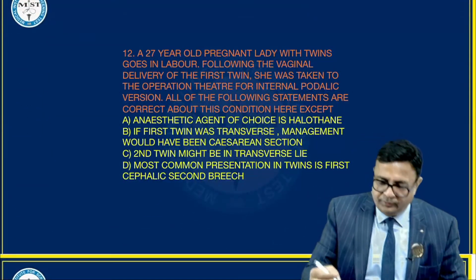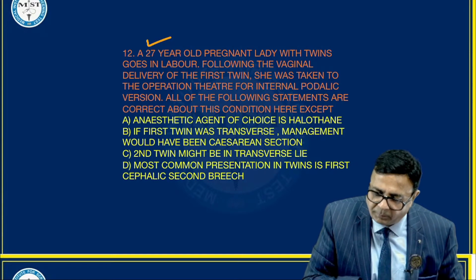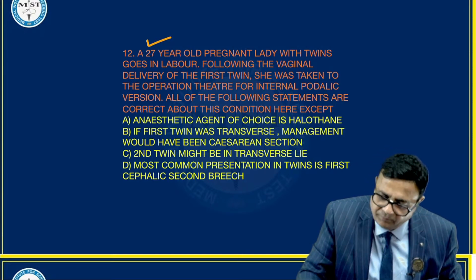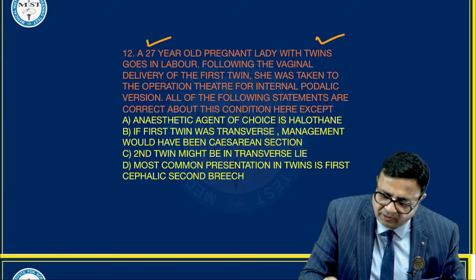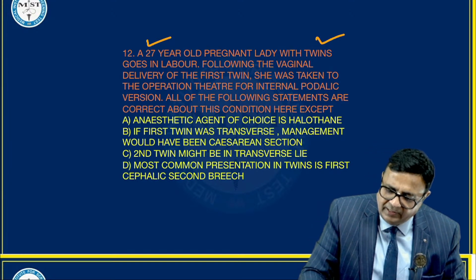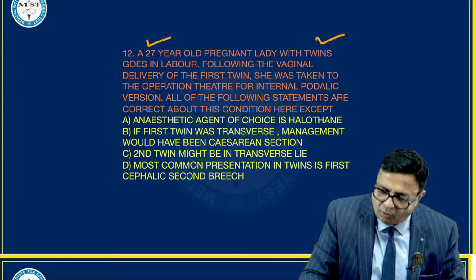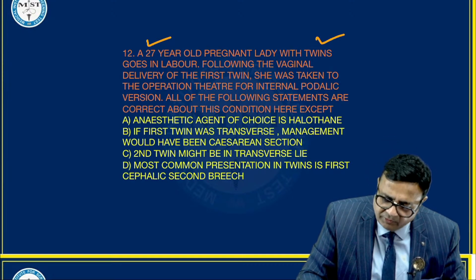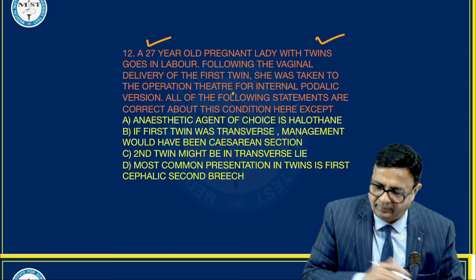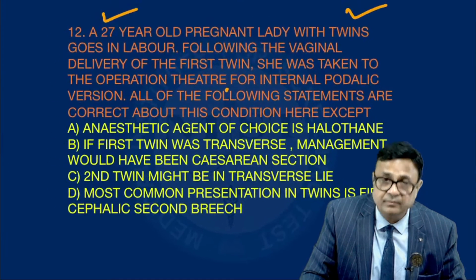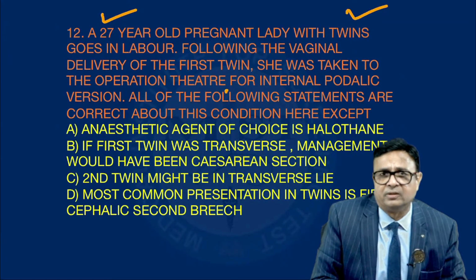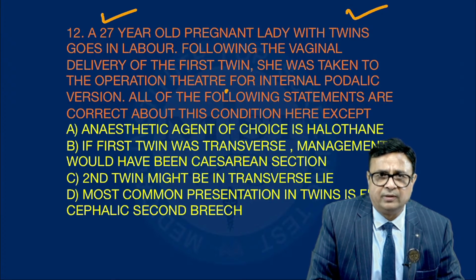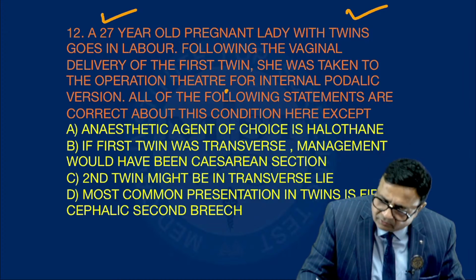Question number 12. A 27-year-old pregnant lady with a twin pregnancy goes into labor. Following the vaginal delivery of the first twin, she was taken to the operation theatre for internal podalic version. All of the following statements are correct about this condition except.